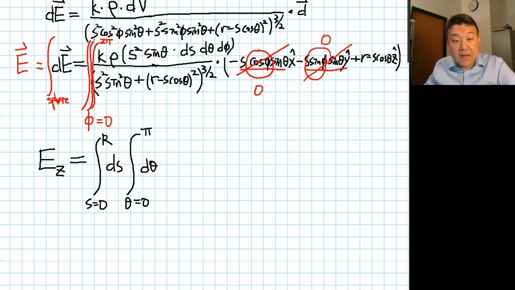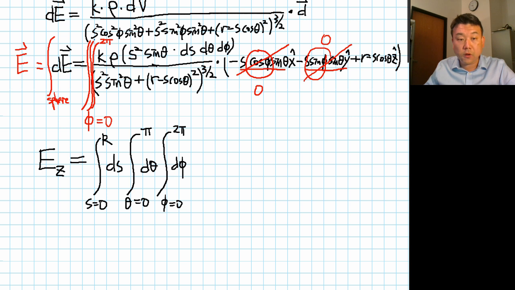All right, and I still have the d phi integral. I said doing the phi integral would get rid of the x and y components, but we have to keep it for the z component. So phi, as we discussed before, will go from 0 to 2 pi. This will be the d phi integral. All right, let's write down the whole integrand. It's going to be k rho times s squared sine theta.